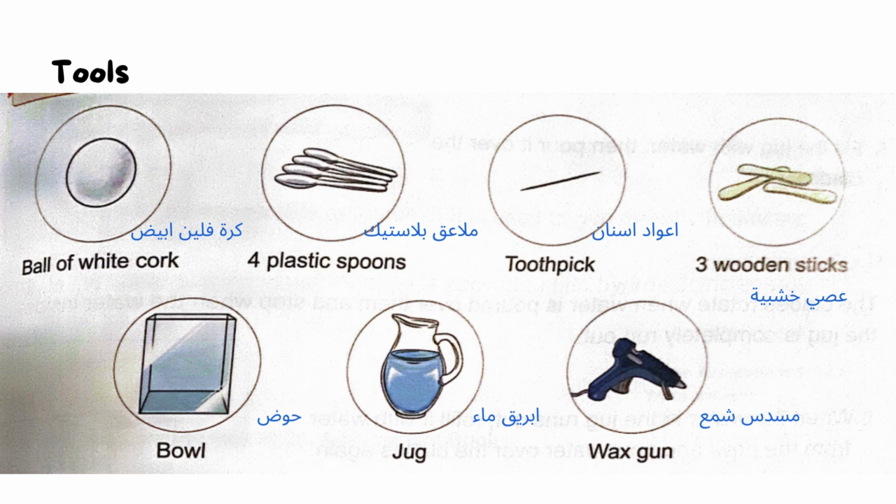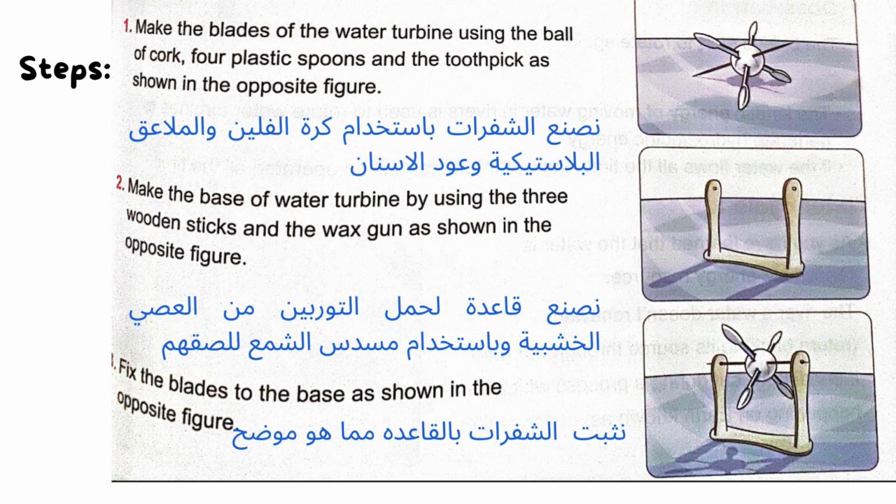We need tools like a bowl of white cork, 4 plastic spoons, as we will make the blades with these spoons, a toothpick, 3 wooden sticks, a bowl, a jug, and a wax gun. The steps to make the water turbine: first, make the blades of the water turbine using the bowl of cork, 4 plastic spoons, and the toothpick as shown in the opposite figure.